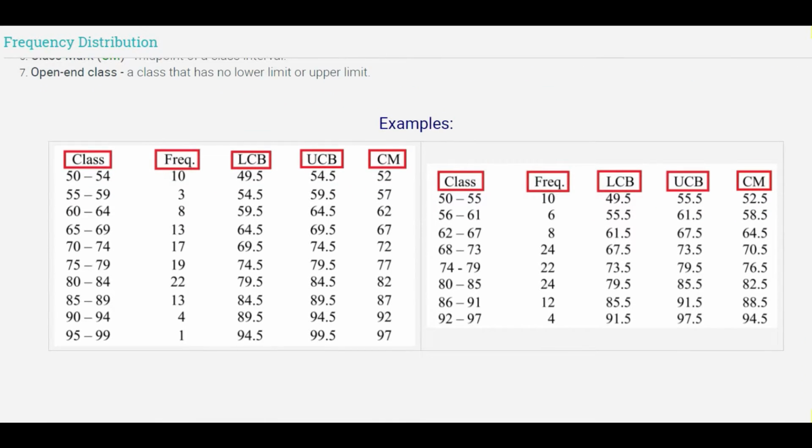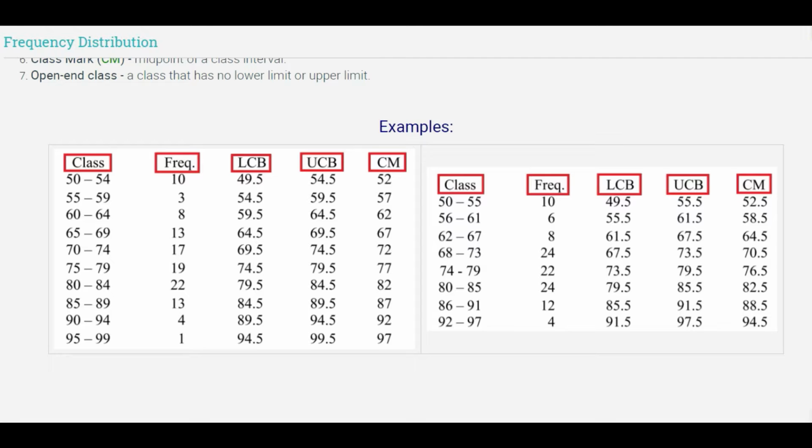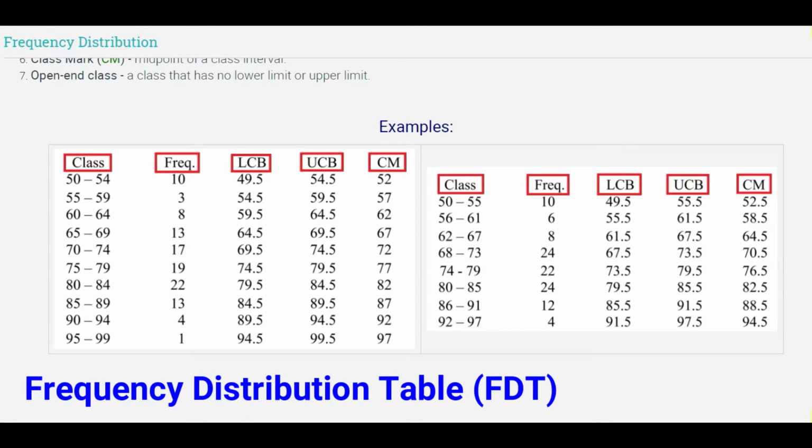These are values taken from the previous illustration of the final grades of SOC Sci 101 students. As you can see, all values are analyzed using a table. We call this a frequency distribution table or FDT. Here, we have 2 possible FDTs. And there are 5 columns here as you can see.